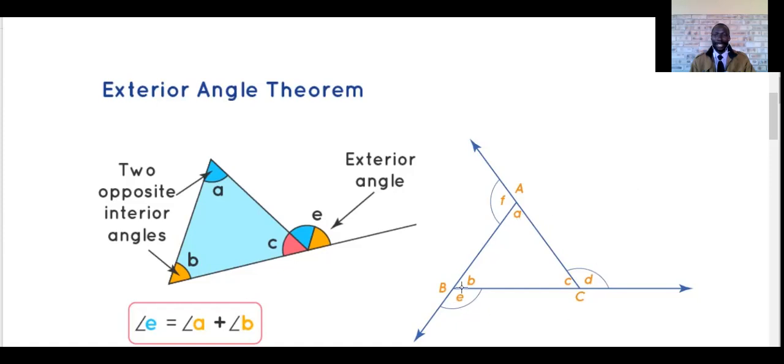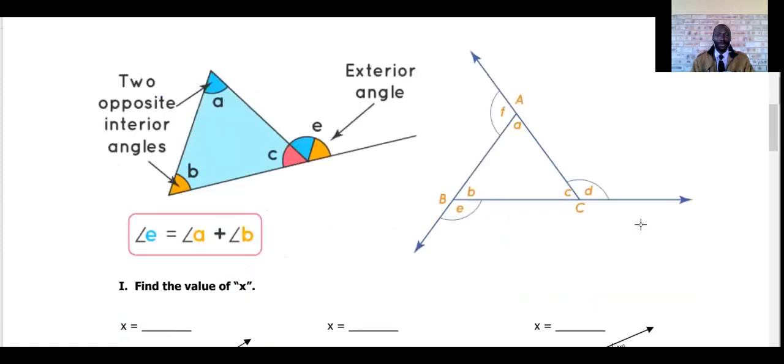It turns out that A plus B gives D, because these two interior angles must give us the opposite exterior angle. Then if we add B to C, we must get F. And if we add C to A, we must get E. This property, which is also known as the exterior angle theorem, is a very important property. We will be seeing one or two examples right away here.